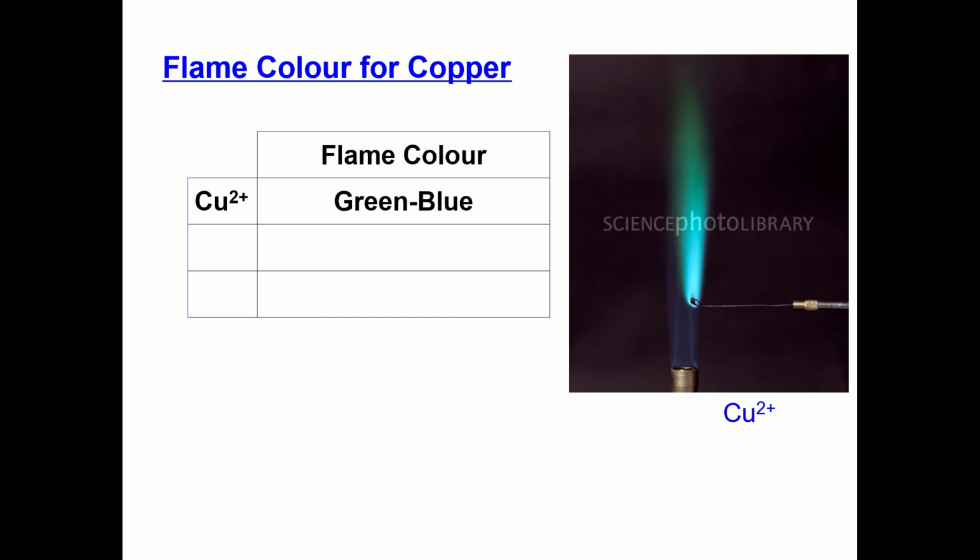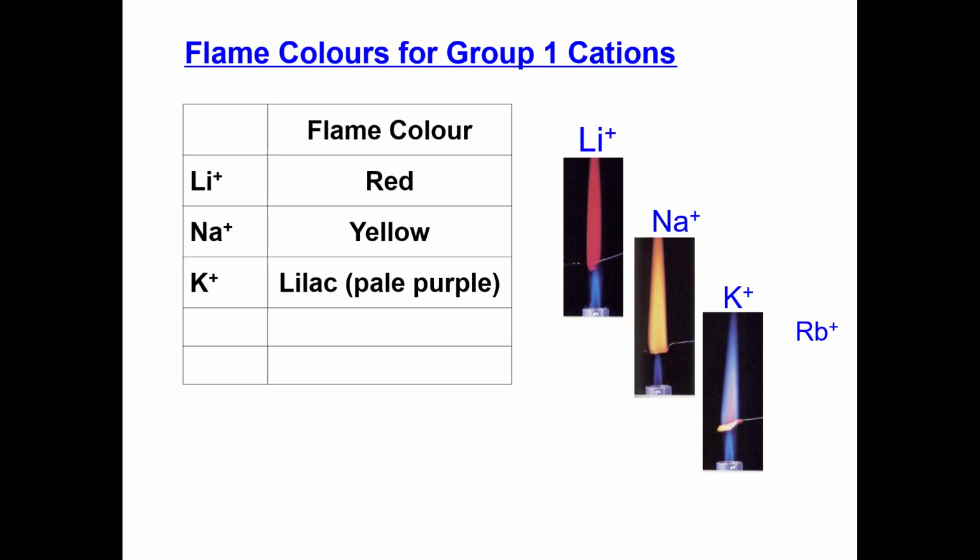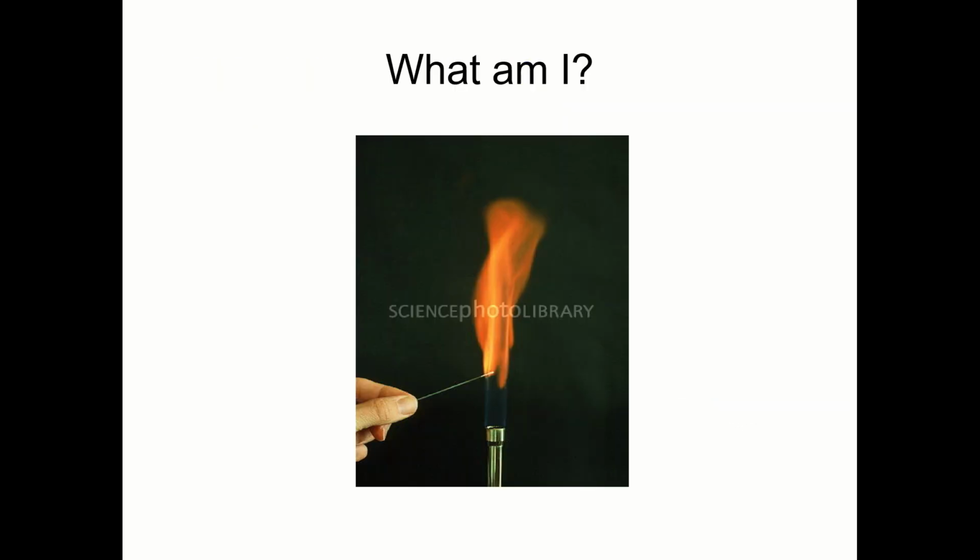Right, so let's have a look here, guys. We're going to go through some flame tests, and I'm going to ask you, what do you think this is? So we can have a look at the ones that I have on the board from group 1. Calcium, which is missing, is a sort of brickish red colour, so sort of halfway between lithium and sodium there, if that makes sense. And then there's copper.